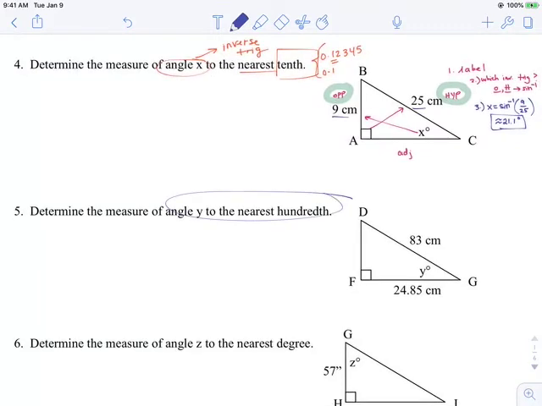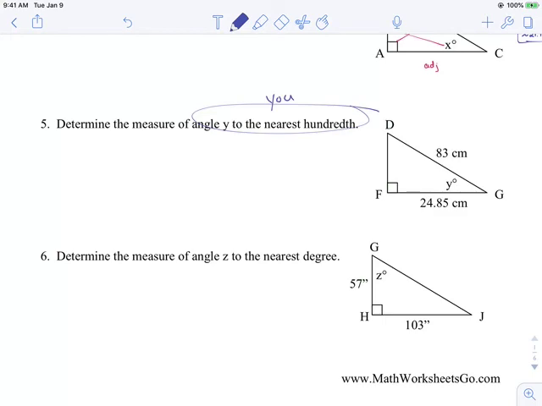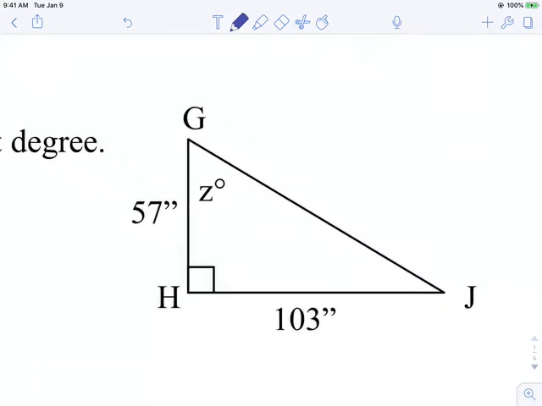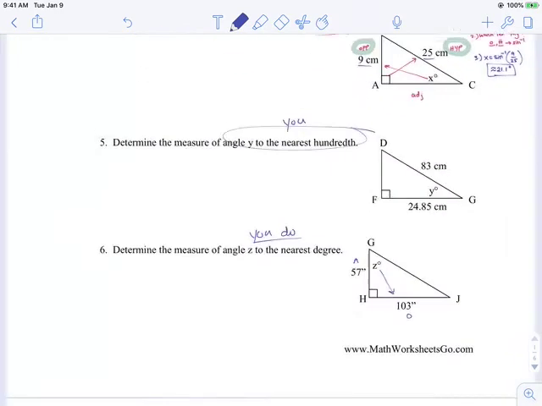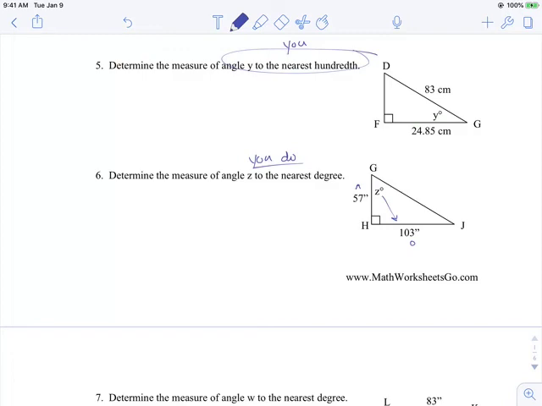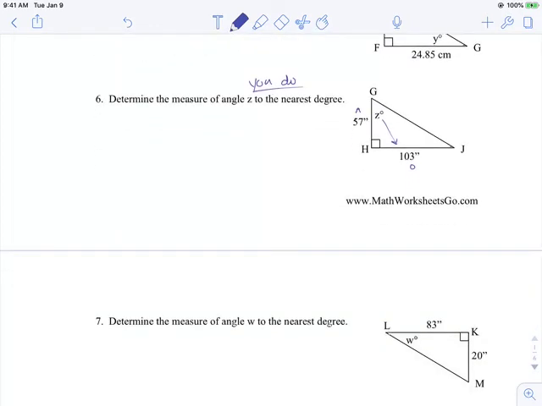Angle y to the nearest hundredth, you can do this one. I see I have adjacent and hypotenuse, so I'm not going to use sine, I'm going to use something else. You do that one. Determine a measure of angle z to the nearest degree. You can do that one. Opposite, adjacent, you do. Alright, and look, we're already done with the first page.